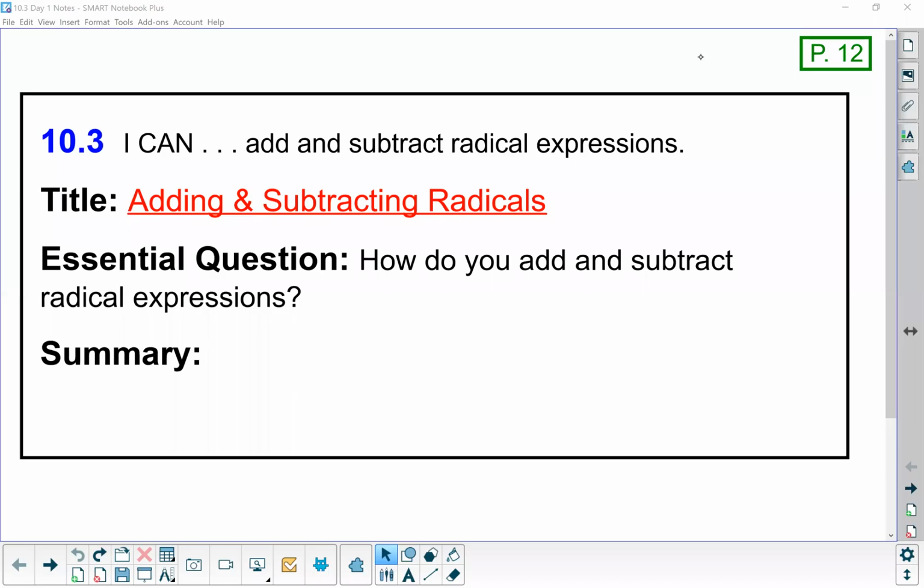All right, happy Tuesday. Today we will be looking at lesson 10.3, adding and subtracting radicals. Again, please open your packets to page 12 and fill in the title box.